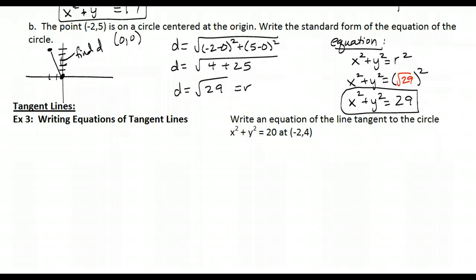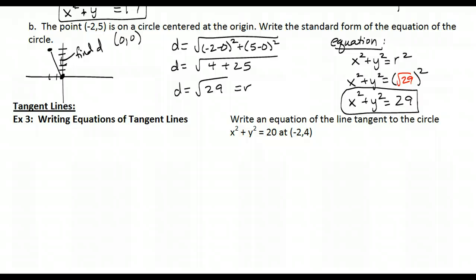The next application, well actually let me just say first, so far today we have graphed circles centered at the origin, (0, 0). We have created an equation of a circle centered at the origin. Now I'm going to write an equation of a tangent line to a circle centered at the origin. And then when we go to the back side of this worksheet, we're going to do the same thing every time, except it's going to be circles not centered at (0, 0).